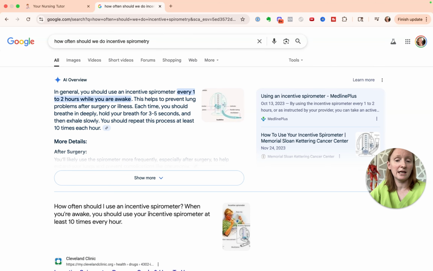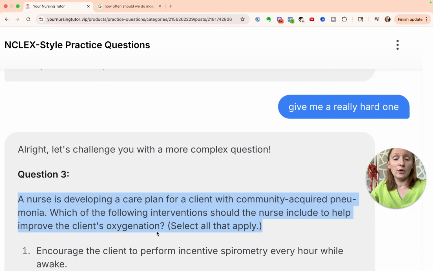And right here we see, down here, it says you should use your incentive spirometer at least 10 times every hour. So that is almost a little misleading. So you got to read it a little bit more, because it does say you should use it every 1 to 2 hours while awake. And you should repeat the process at least 10 times. So when they say 10 times, they don't mean do it every 6 minutes. They mean take a time once per hour and then blow into it 10 times. Okay. So this one sounds like a true answer. So we would select 1.